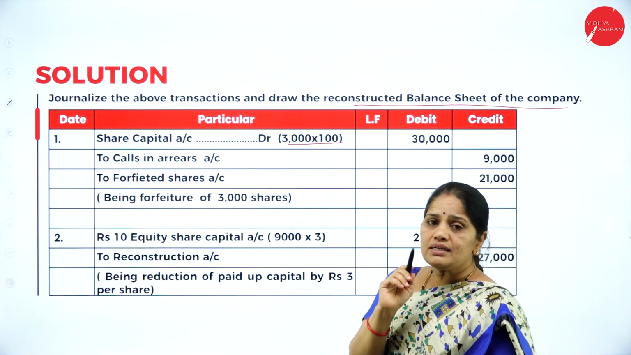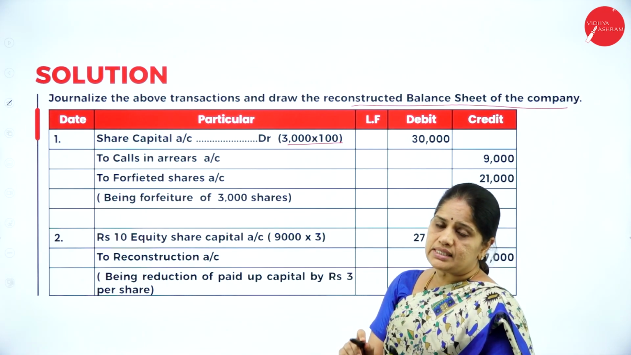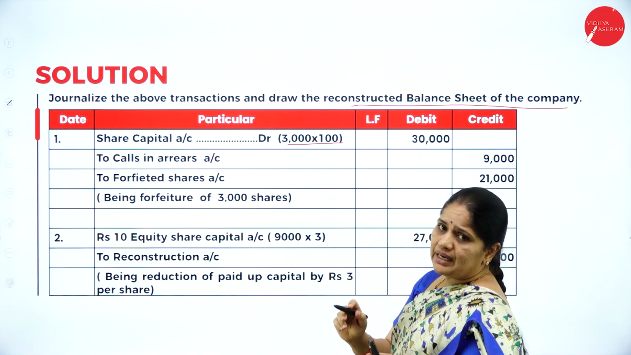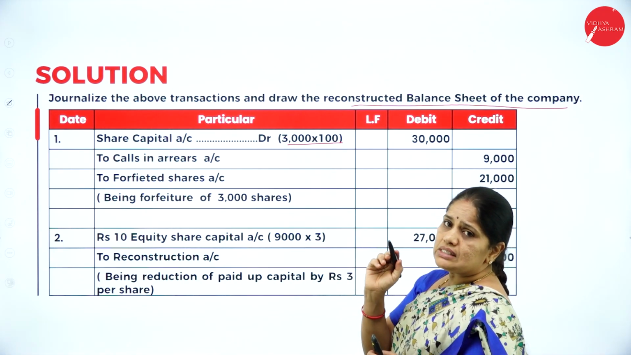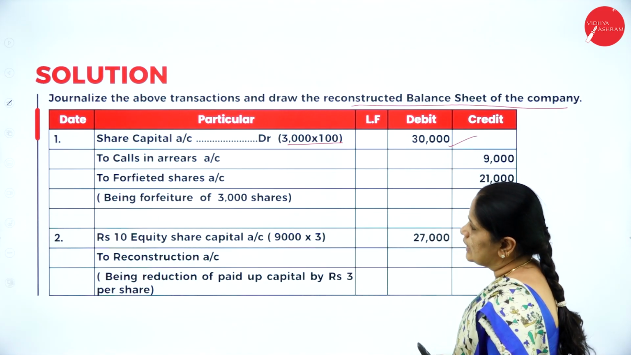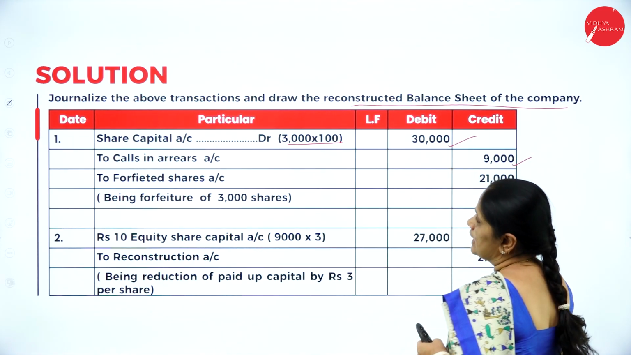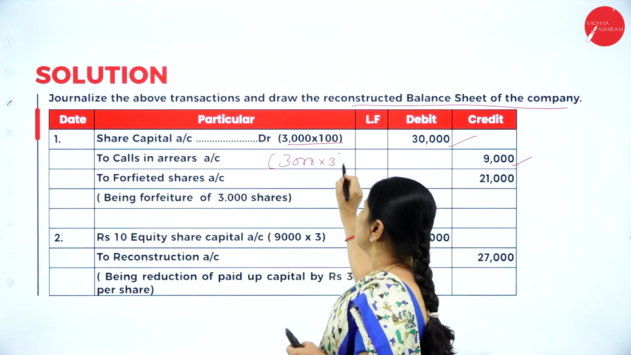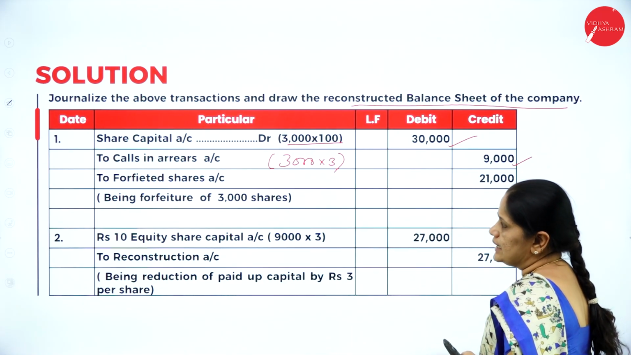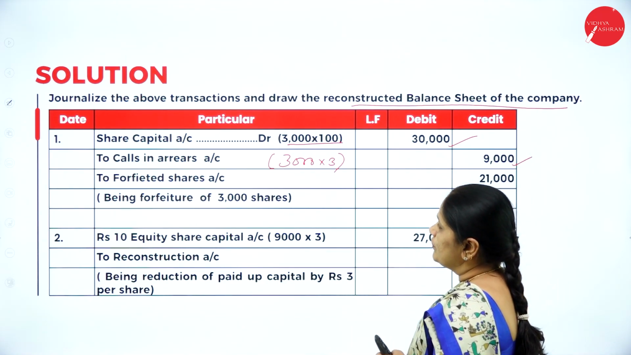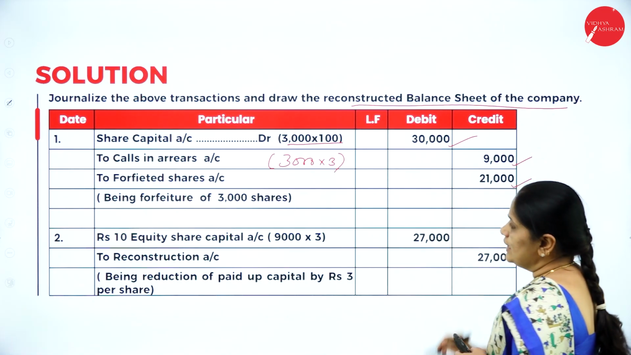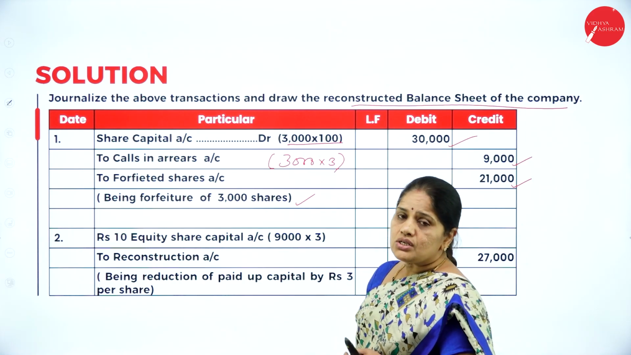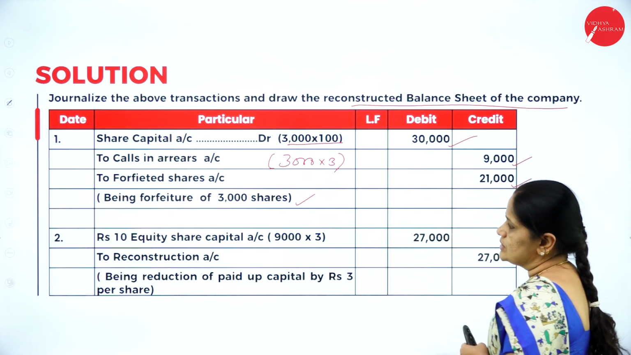Now, we have not received the call money on 3000 shares. So this 3000 shares has to be reduced. So 3000 into 10 that comes up to 30,000. Then calls in arrears 9,000. See, on 3,000 shares, 3 rupees is pending. So 3,000 into 3, it is 9,000. And forfeited shares account 21,000. So being forfeiture of 3,000 shares. So we have cancelled the 3,000 shares.